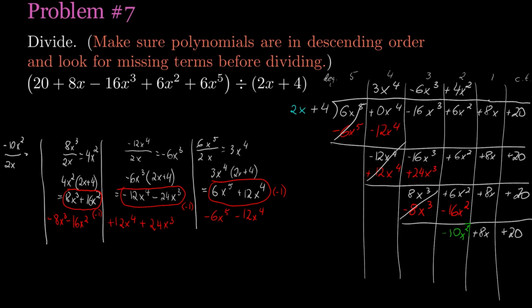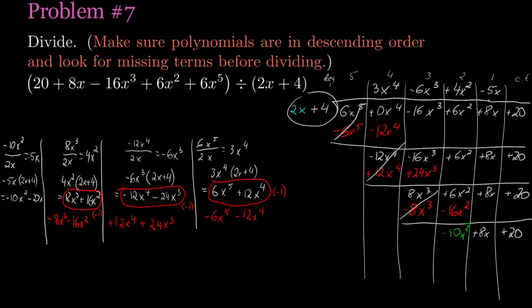We simplify to get -5x, which is of degree 1. That's where we place it in our quotient area of the diagram, and multiply this newly obtained term of the quotient by the whole divisor, 2x plus 4, by distribution to get -10x squared minus 20x.